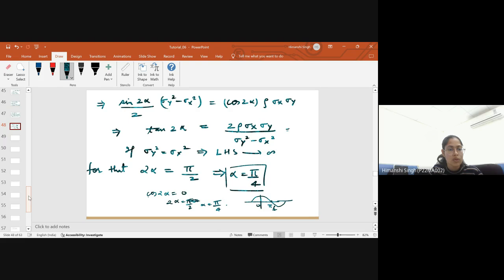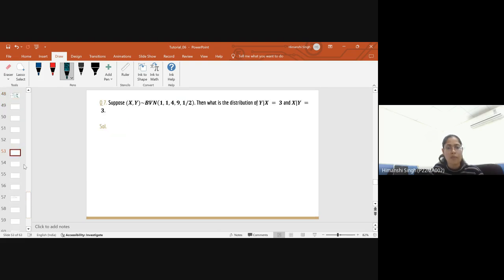Okay, so we will be moving forward towards the next question. Here we have x, y as a bivariate normal distribution with mu x is 1, mu y is 1, sigma x square is 4, sigma y square is 9, and rho is 1 by 2. So what we need to find is the distribution of y given x is equal to 3.